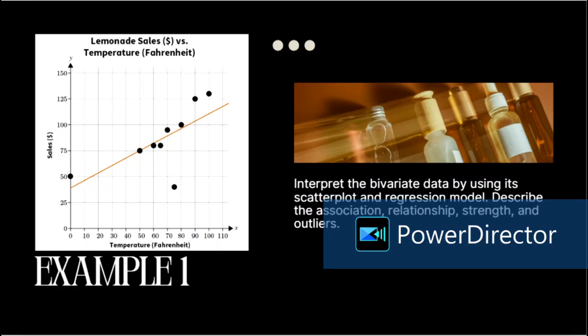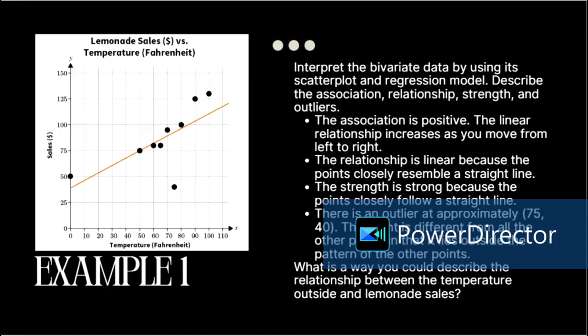Interpret the bivariate data by using its scatter plot and regression model. Describe the association, relationship, strength, and outliers. So, first, the association is positive. You can see this line is positive. The linear relationship increases as you move from left to right. The relationship is linear because the points closely resemble a straight line, or they have a straight line in here. I wouldn't say this closely resembles a straight line, but they do.